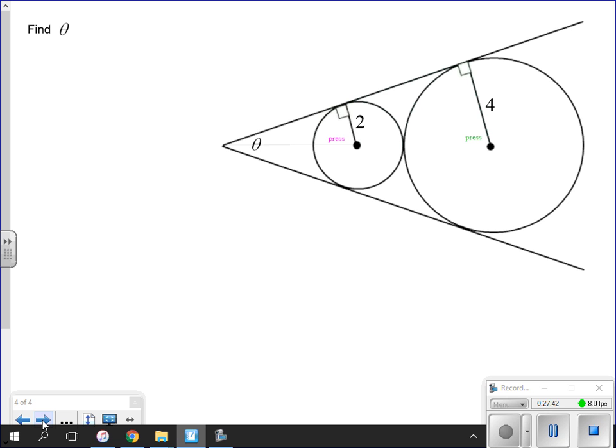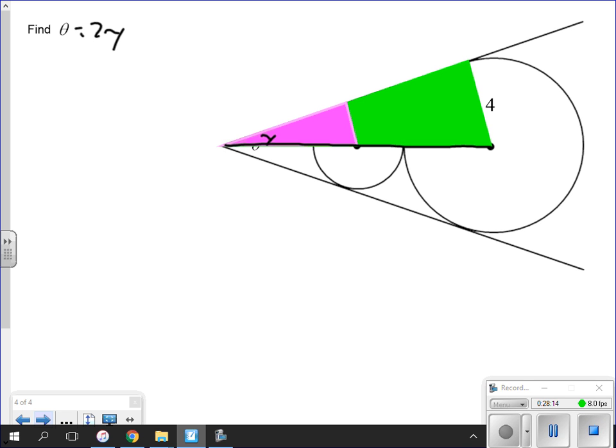So what do you want to do first? Draw a horizontal line, because if I'm looking for theta, then instead of theta, if I call this angle y, theta equals 2 times y. So I can solve for y and go from there. Now, I don't have enough information to solve for y by itself.